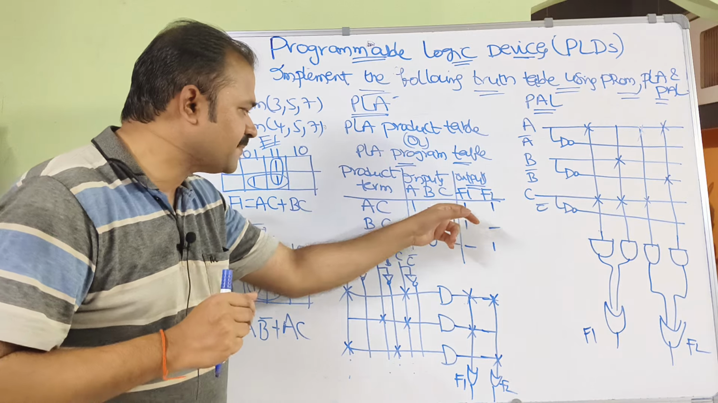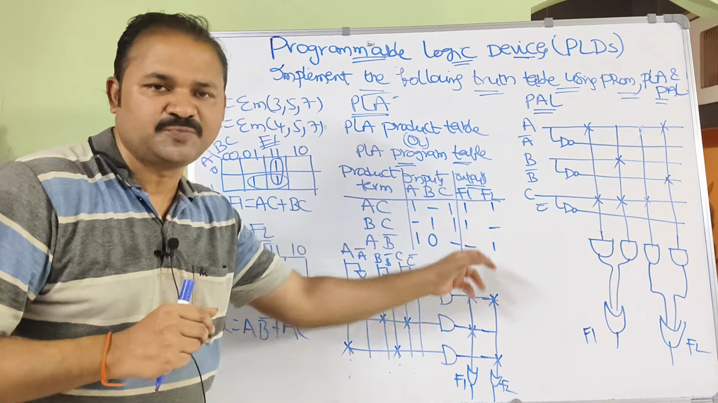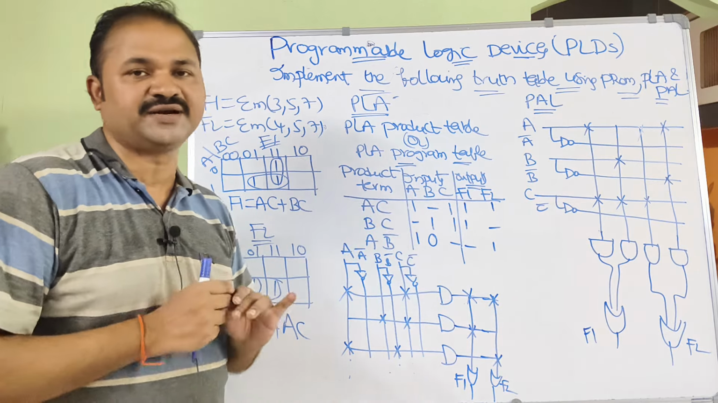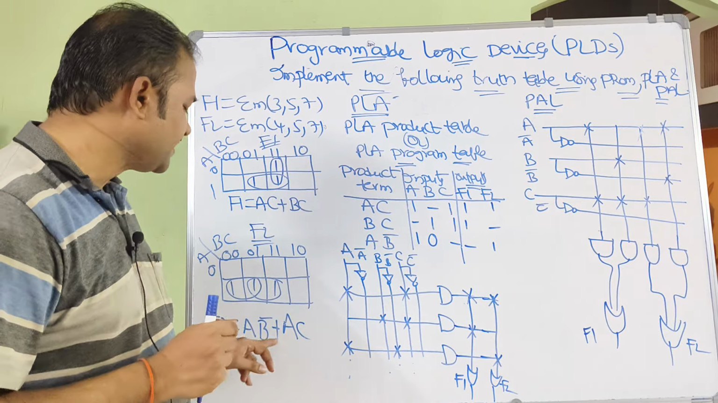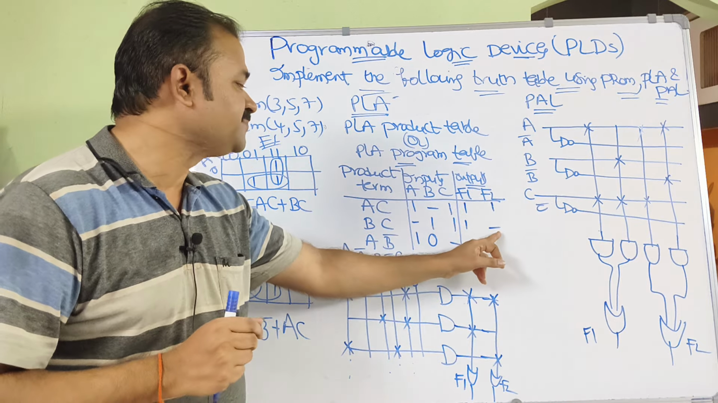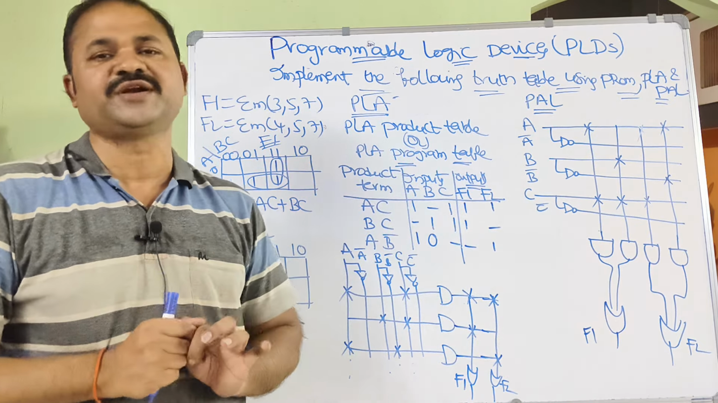Here in F1, AC is appearing, BC is appearing. So put 1. Whereas AB bar is not appearing in F1. So we have to put dash. Next, F2 means AB bar plus AC. So AC plus AB bar. Whereas BC is not appearing. So we have to put dash.